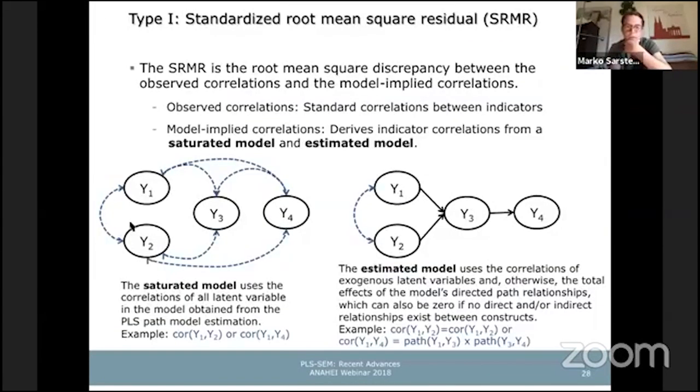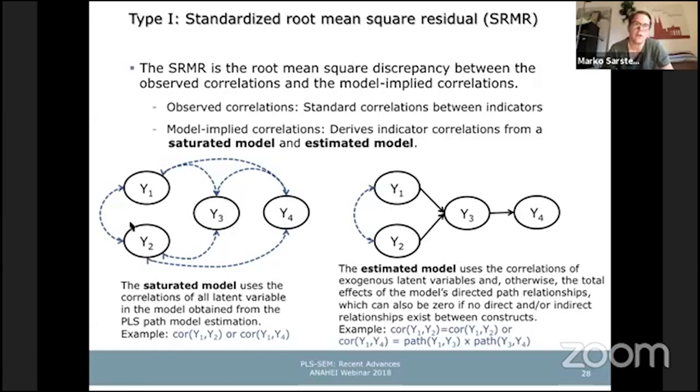So one problem here is we have the observed correlations. Okay, these are clear. These are the ones that we can actually get from our indicator data. But what are the model-implied correlations? Where do they actually come from? There are two ways of looking at that. And the thing is, this is not really resolved. So where do the model-implied correlations come from?